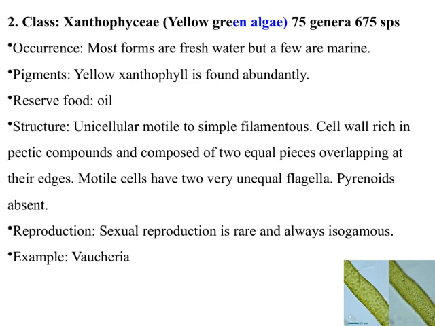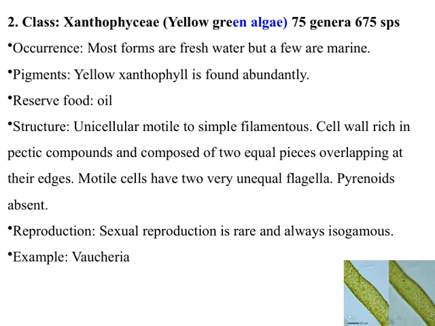Structurally, Xanthophyceae can be unicellular or form simple filamentous structures. The cells are motile, meaning they can move, and their cell wall is rich in pectic compounds. Interestingly, their cell walls are made up of 2 equal pieces that overlap at the edges, which is a unique feature. The motile cells have 2 flagella, but these are often very unequal in size, which is quite characteristic of this group. Unlike some other algae, they lack pyrenoids, which are usually involved in starch formation.